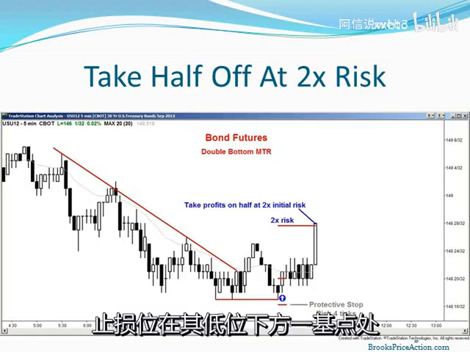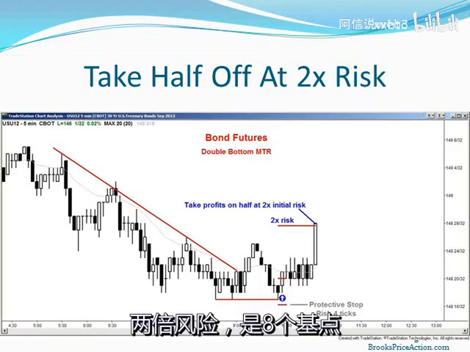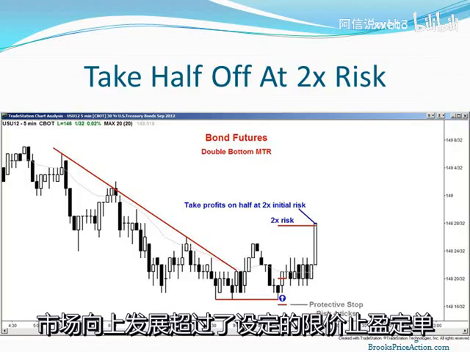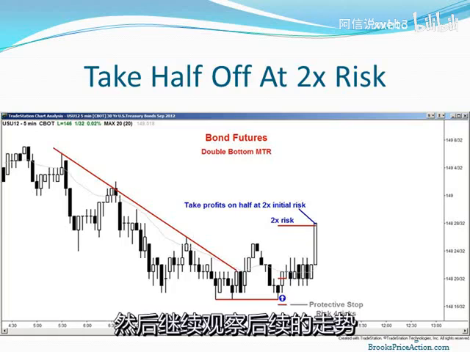The stop is 1 tick below its low. Here's your entry price. The risk is 4 ticks. 2 times the risk is 8 ticks, and the market went 1 tick above the profit-taking limit order, so I would take at least half off at that price and then wait to see what happens.